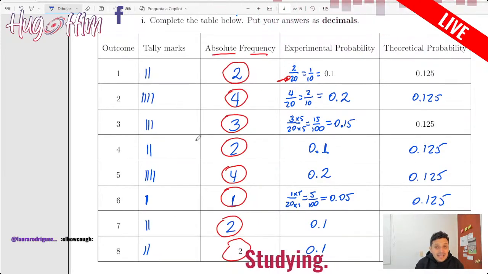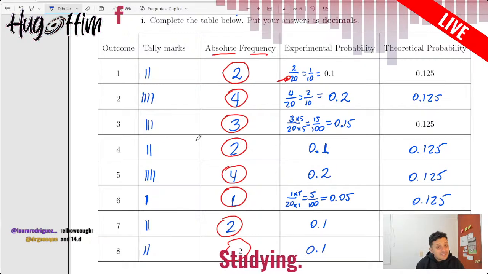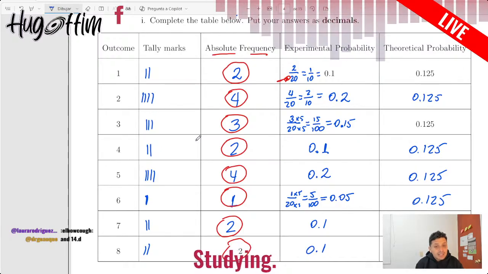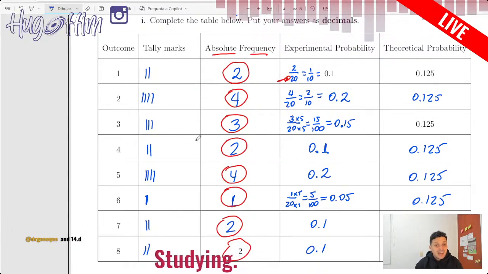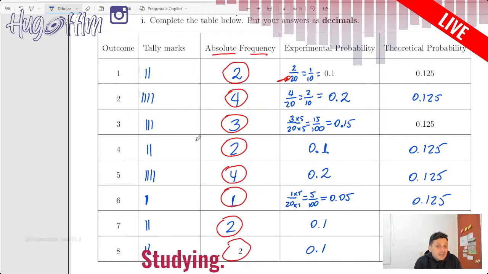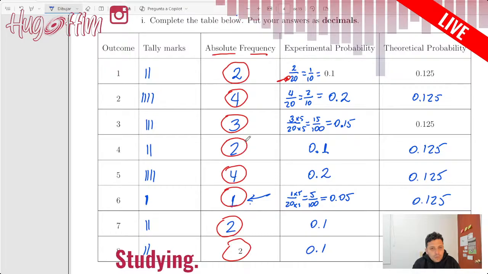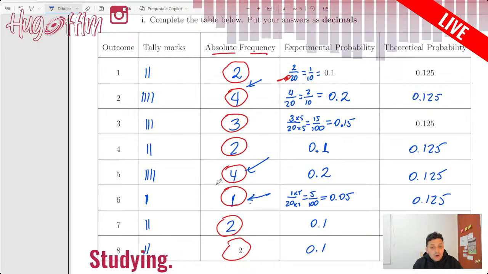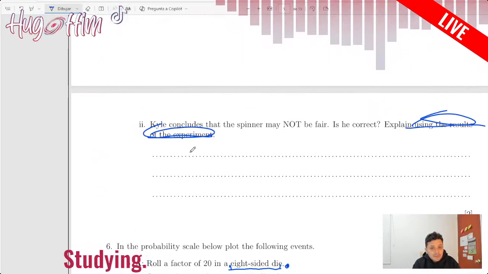If the spinner is fair, it is supposed that in the 20 trials, all options get about 2 or 3 times. Because if I roll it 24 times, as I have 8 options, I will get each 3 times. But in this case, look at that. For example, 6 is only 1, and 2 and 5 are 4 times. So he can tell that the spinner may not be fair.